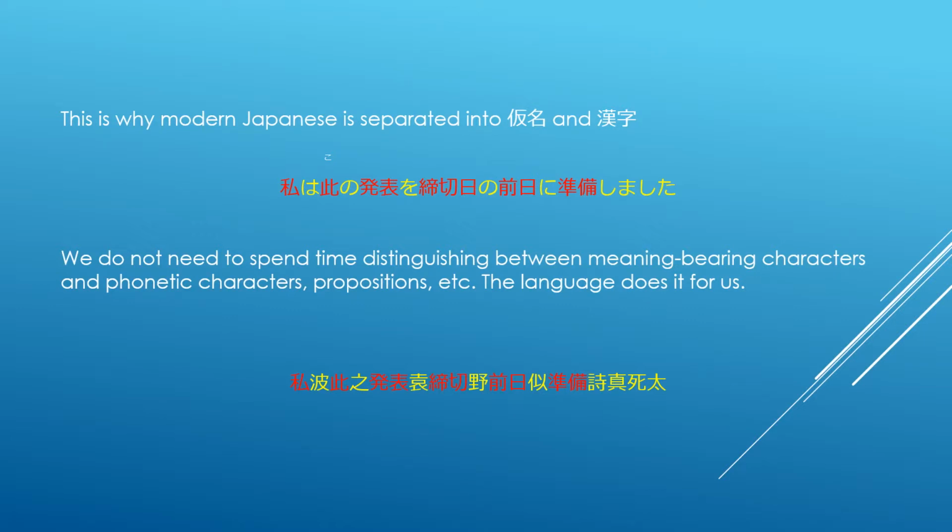This is why modern Japanese is separated into kana and kanji. The kanji represents meaning, whereas the kana, in yellow, represents phonetic usage or grammatical devices, which makes it much easier to read. If we were to continue writing in mayogana, it would look like the sentence written at the bottom in red and yellow. We do not need to spend time distinguishing between meaning-bearing characters and phonetic characters, particles, etc., because the language does it for us, by keeping the meaning in kanji for the most part, and writing the rest of the phonetic-bearing characters, particles, etc., in hiragana.